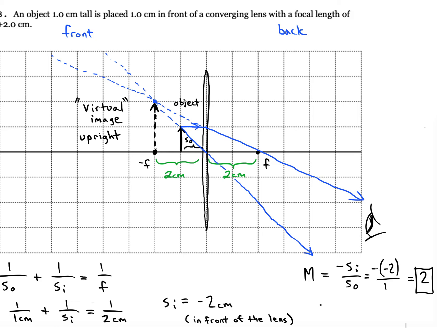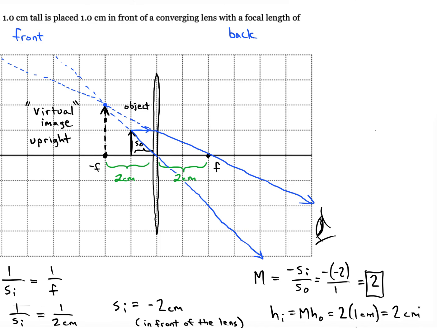Okay, and then the last formula, HI equals M times HO, 2 times 1, 2 centimeters for the height of the image.